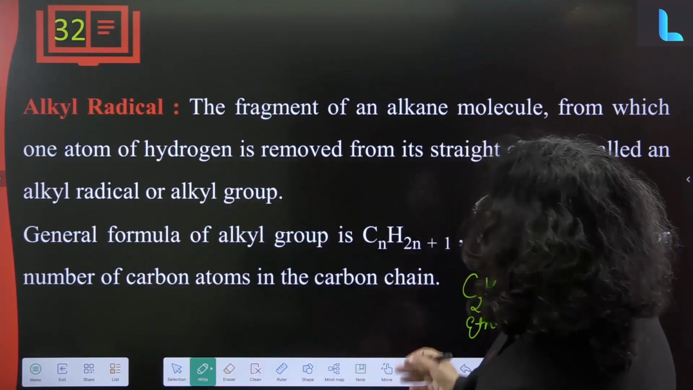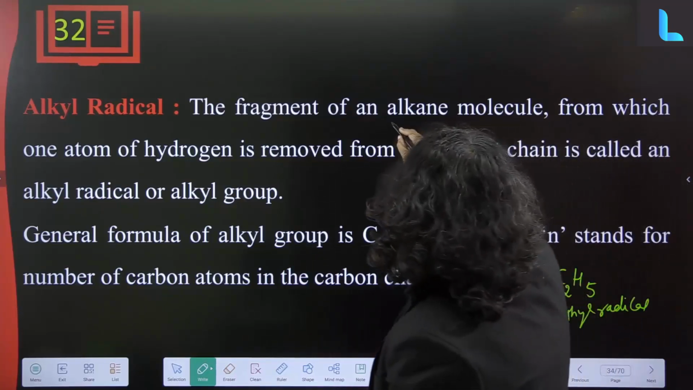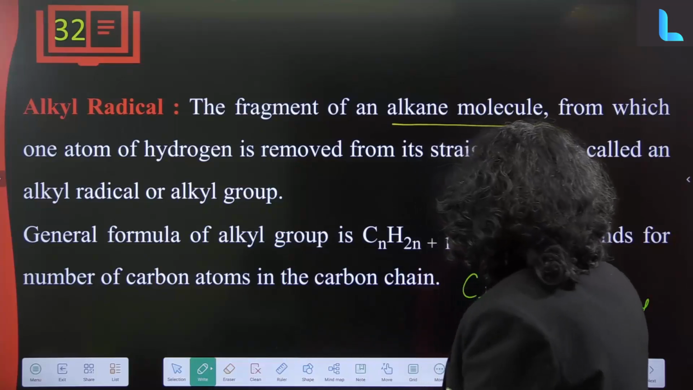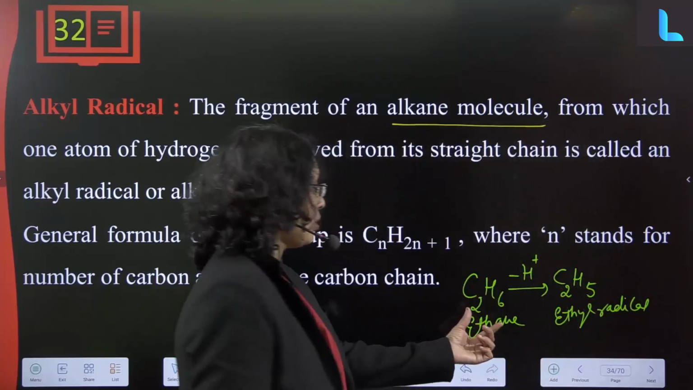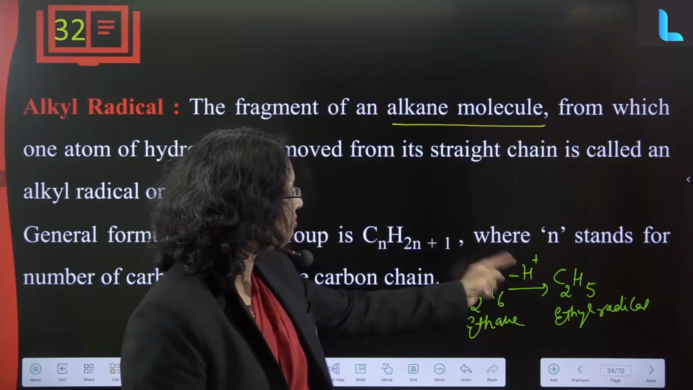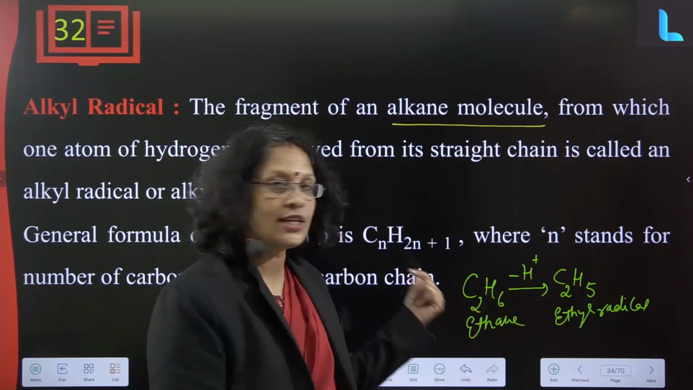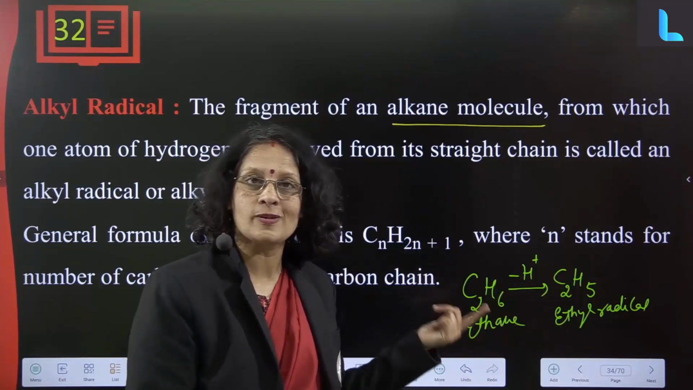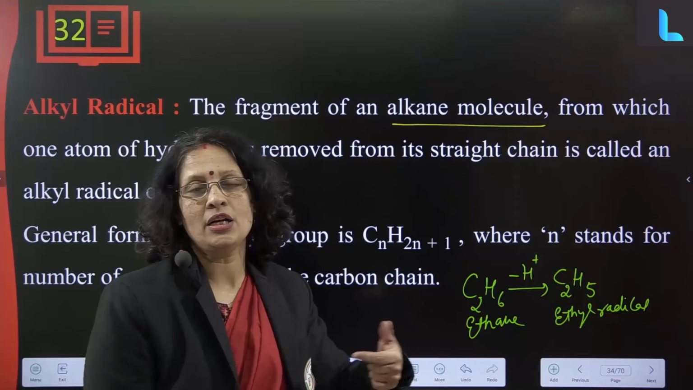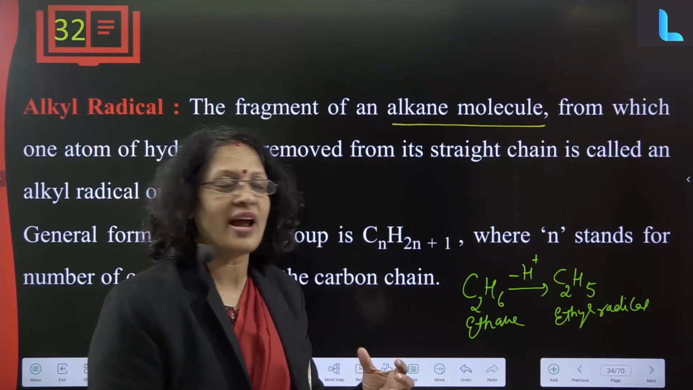Next we are talking about alkyl radicals. How are radicals formed? They are a fragment of an alkane molecule. For example, you have taken an ethane molecule, C2H6, minus hydrogen. So what will remain? C2H5. Since it comes from ethane, it is called ethyl. From methane, CH4 minus H, CH3 will come, and that is called methyl. So ethyl, methyl, propyl, like this. So the suffix yl is used for a radical.